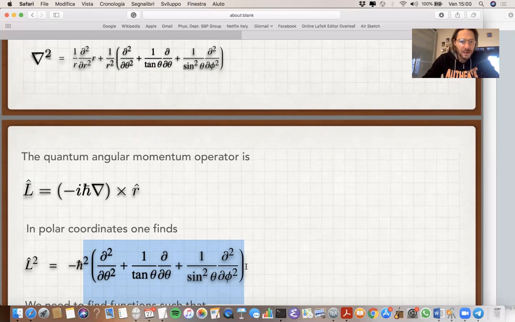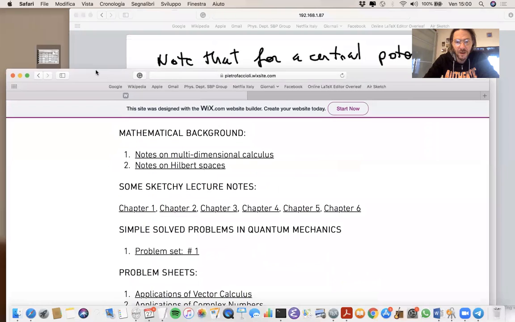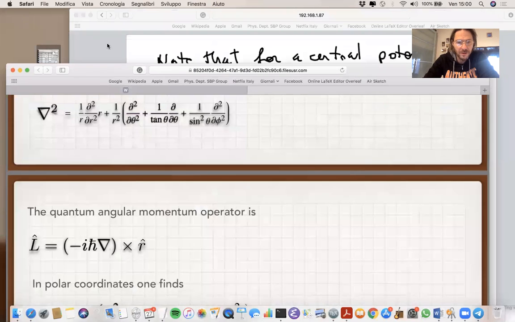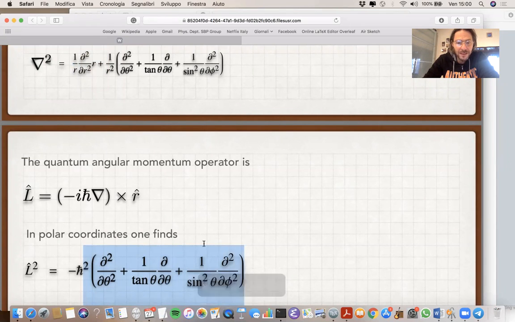So clearly, this part of the Laplacian will commute with L squared because it's basically the commutation between an operator and itself. Conversely, this part will commute with this because the derivative here acts on completely different variables. So there's nothing that they can interfere between them.